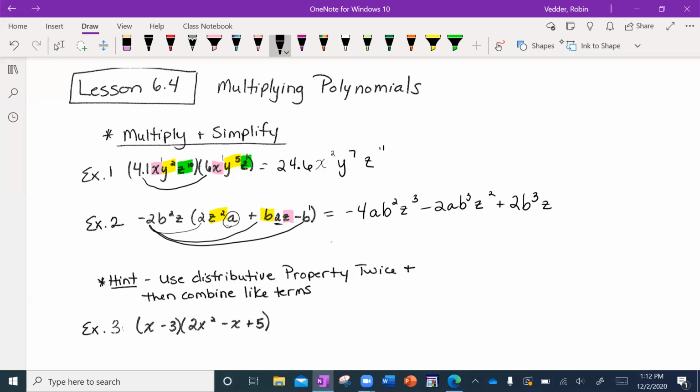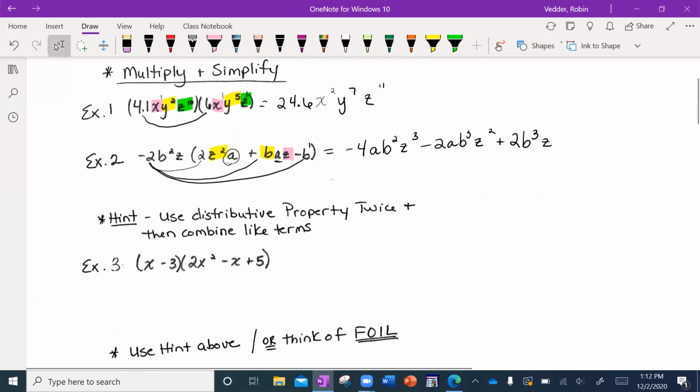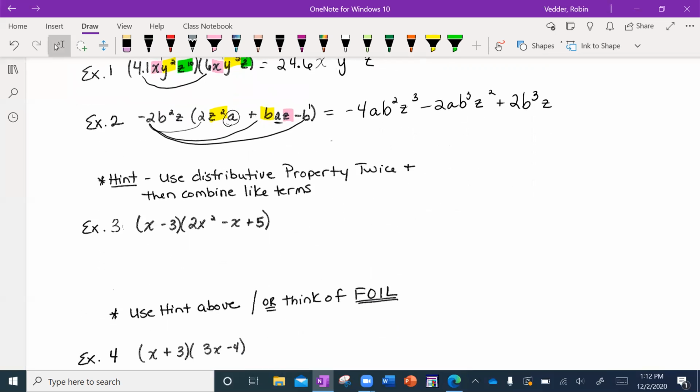All right, moving on to the next one. It says, hint, use the distributive property twice and then combine like terms. So on example 3, notice we're multiplying a binomial, meaning 2 terms separated by minus sign, by a trinomial, meaning 3 terms separated by a minus and a plus.